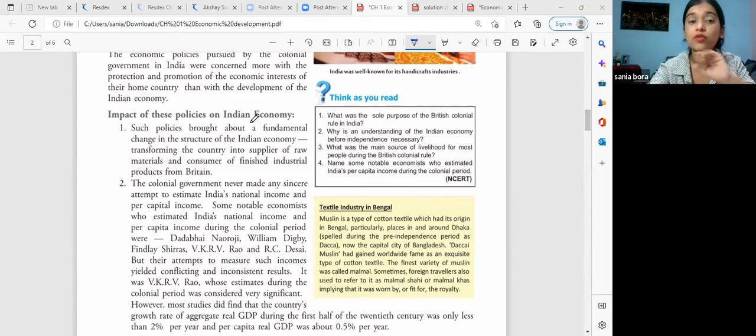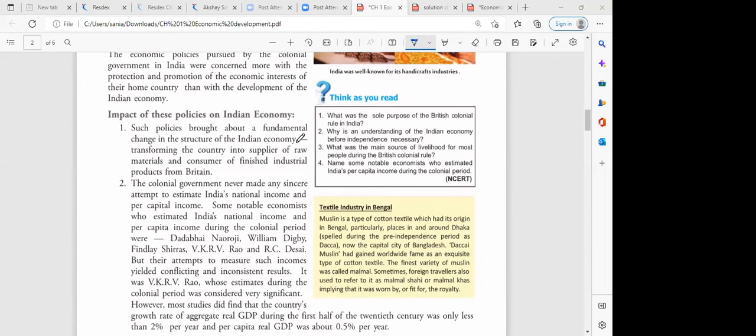So first, such policies brought a fundamental change in the structure of the Indian economy. How? It transformed the country into a supplier of raw material and made India a consumer of finished goods. So supplier of raw material, and second, consumer of finished goods. Clear? First point. Yes, teacher. Others? Yes, ma'am.